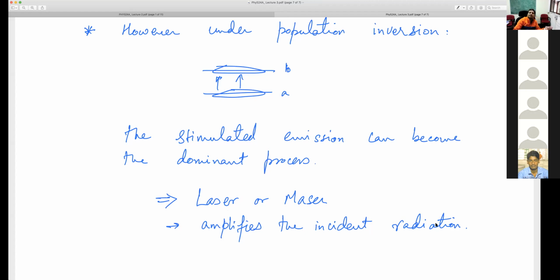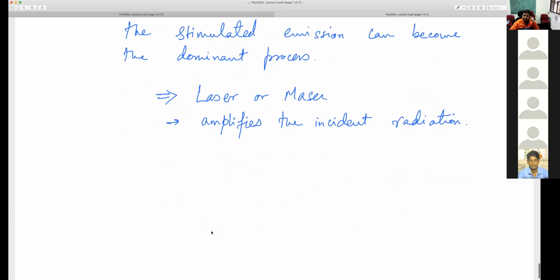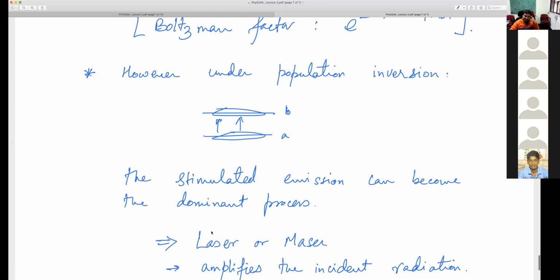So I'll shine a small light of some frequency, and then because of stimulated emission, I'll get a lot of light which is coherent with the incident light, and a lot higher in intensity. So that's your laser. This is one of the principles of designing a laser, which has been a remarkable invention, right? Most of the optics experiments currently will involve lasers in some form or the other.